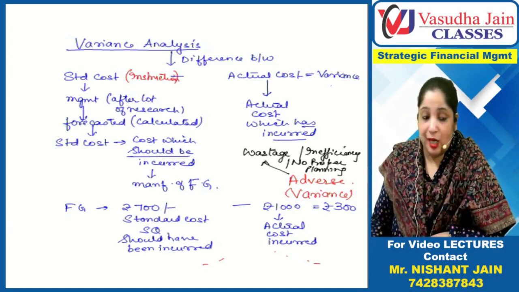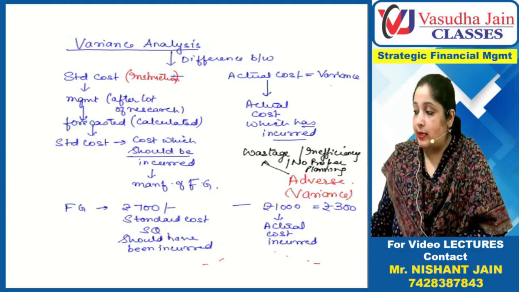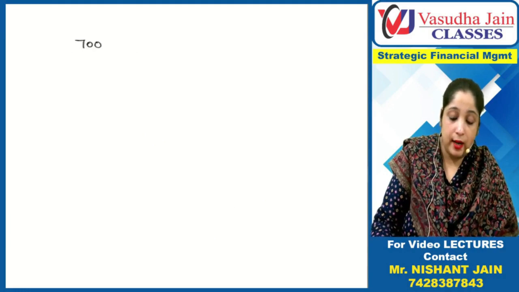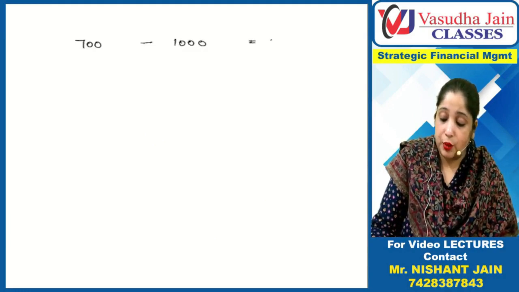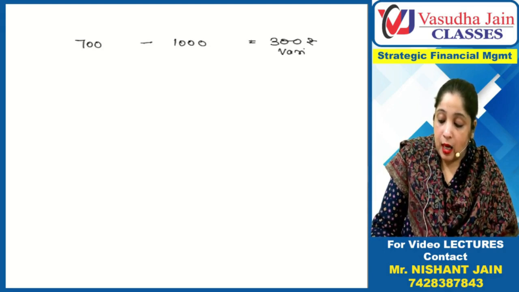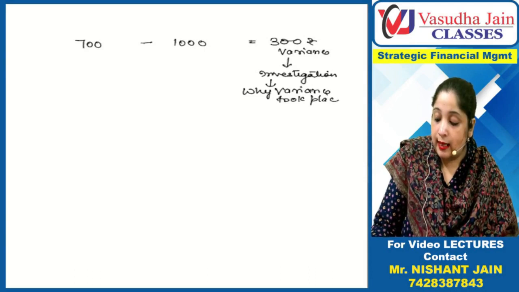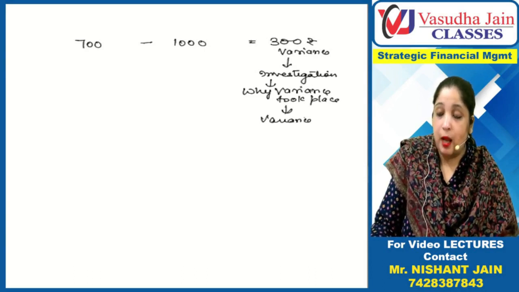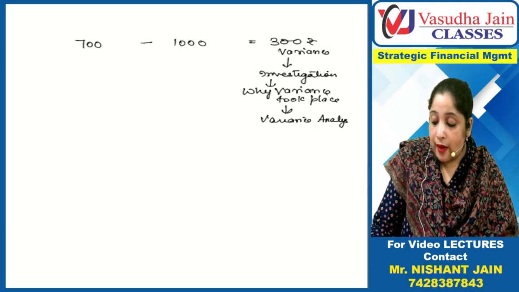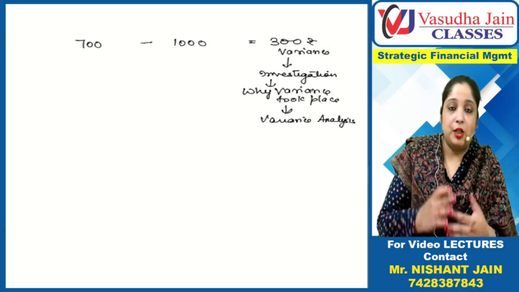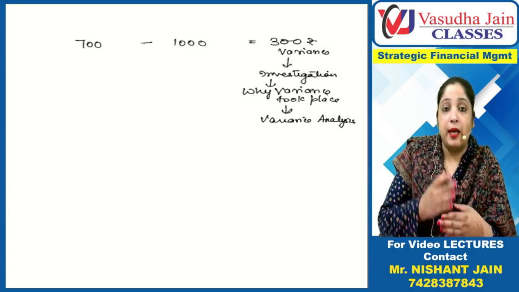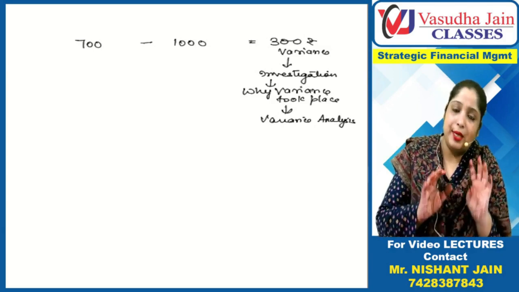When you get into the investigation part, when you start investigating, see, you were given a target to spend 700, you have spent 1000 rupees. So there is a 300 rupees of variance, right? Now, if you start investigating why there is adverse variance, why variance took place, then that is called variance analysis. At least the company should know what reasons have resulted in this variance origination. So basically, we have to figure out the reasons, and predominantly, mostly there are three reasons only.